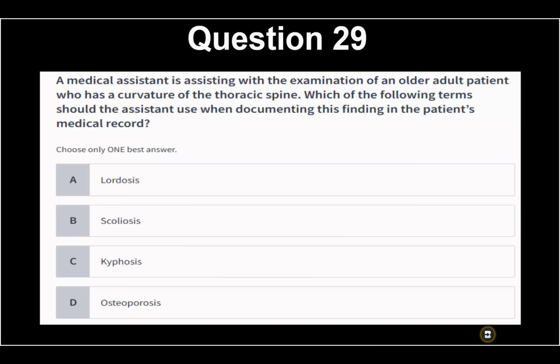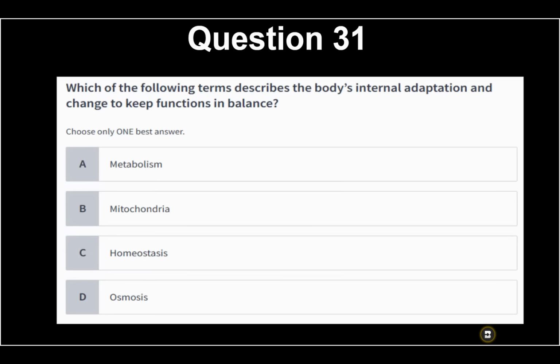Question 31. Which of the following terms describes the body's internal adaptation and change to keep functions in balance? A, metabolism, B, mitochondria, C, homeostasis, or D, osmosis? If you said C, homeostasis, then you are again correct.